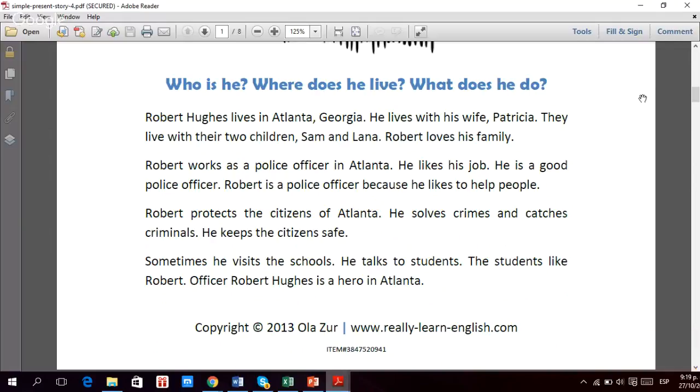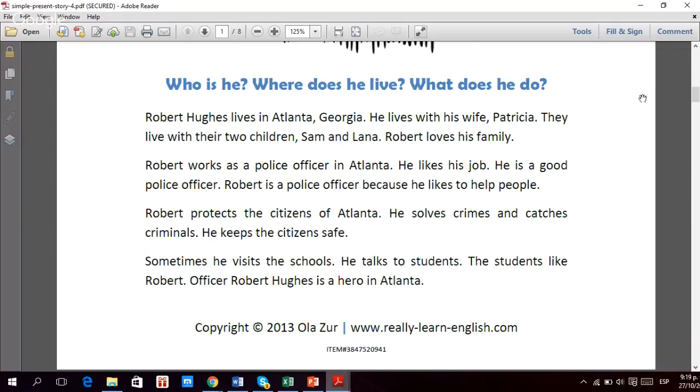Robert Hughes lives in Atlanta, Georgia. He lives with his wife, Patricia. They live with their two children, Sam and Lana. Robert loves his family. Robert works as a police officer in Atlanta. He likes his job. He is a good police officer. Robert is a police officer because he likes to help people. Robert protects the citizens of Atlanta.